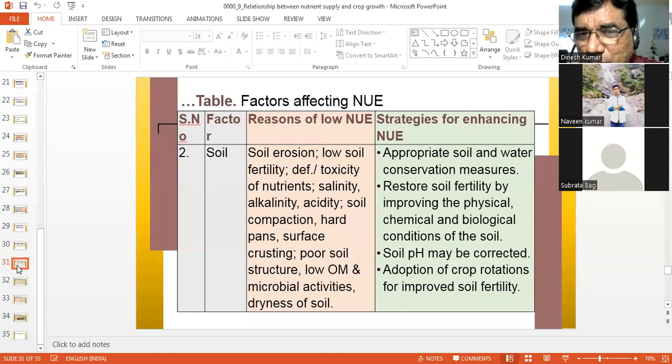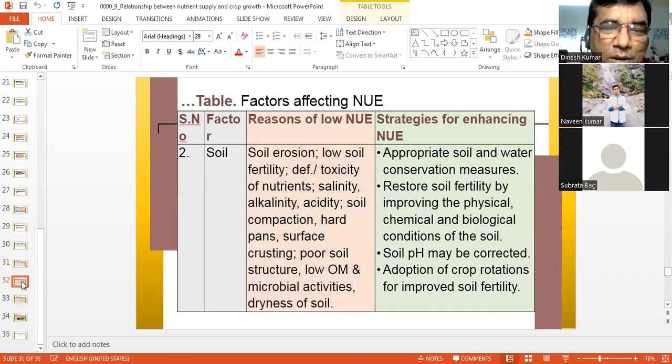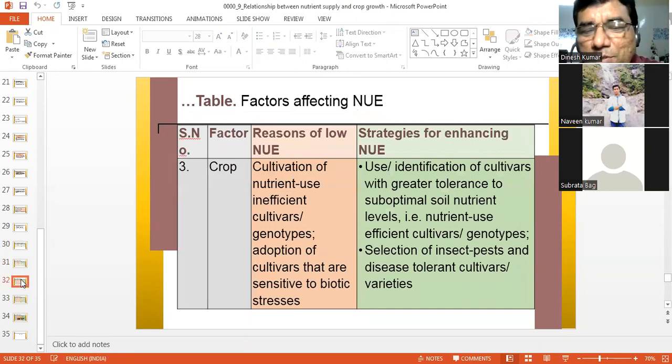Then come the soil-related issues. A soil which is more eroded and a soil which is not eroded, how will the nutrient use efficiency behave? Low soil fertility, deficiency, toxicity. So all soil-related constraints are there. The higher the constraint, the lower the nutrient use efficiency you can have. Similarly, appropriate soil and water conservation measures. What are the strategies if you have soil as a constraint? Please do think over it. And if you think over it, you will summarize the whole fertility in just these 2-3 slides.